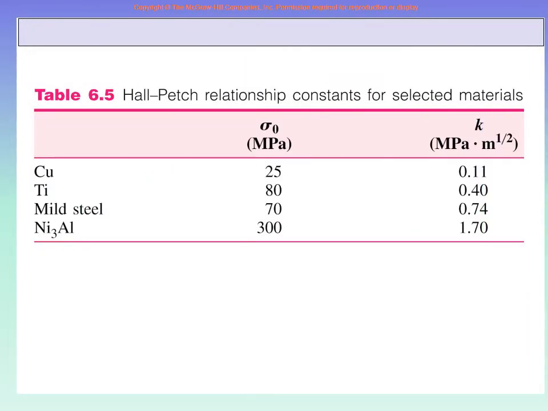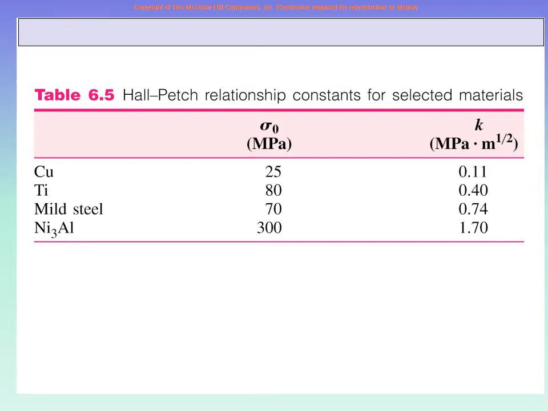Here we are showing you some materials, copper, titanium, mild steel, nickel, aluminium alloy, and what the values of these constants, sigma naught and the constant K, are. So if we give you any problem, then if these are the metals, you know the constants. And if it is any other metal than this, then we will give you the values. I have told you that I sent you a formula sheet before the quiz. I will do that again before every exam. By the time we cover the course, the formula sheet will be for all the chapters that we have covered. So you do not have to memorize any formulas or equations. You should know the subject, you should understand it.